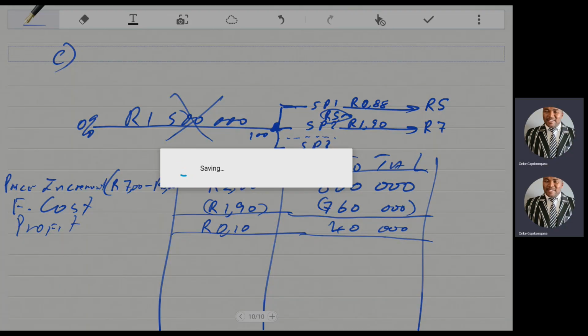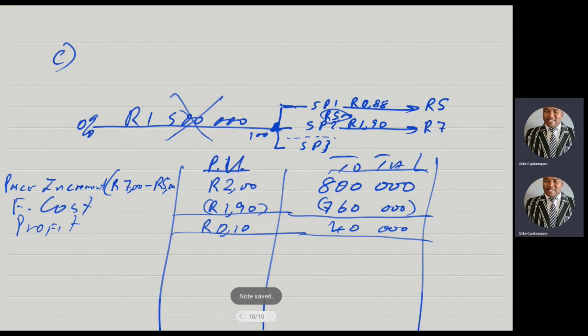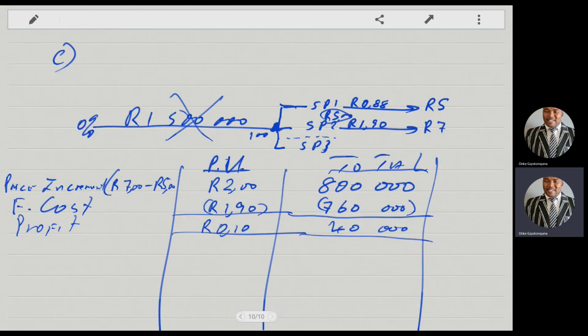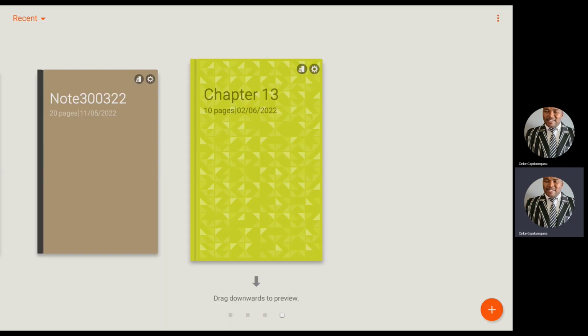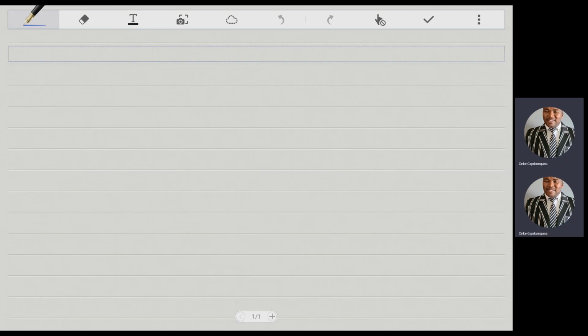Let's save this. This was our chapter 13. Let's add another folder there for the new chapter that we're going to start today, chapter 14. So we look at that question 14.1. We start now with our first step. We said that our first step is to work out our units.